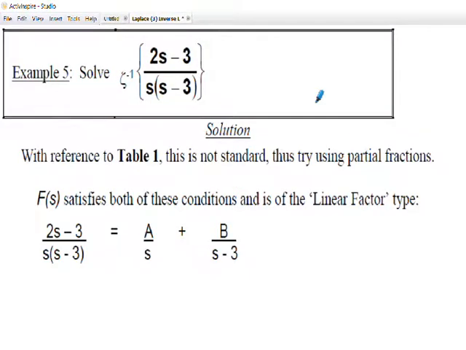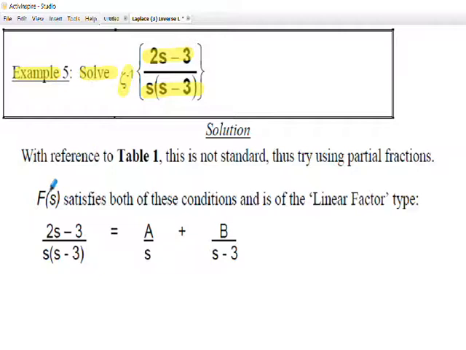So we're going to look at two examples to try and show you how partial fractions can be used to simplify Laplace transforms. We'll be using the variable s now instead of x, but it's just a change in notation. So example 5, we're asked to find the inverse Laplace transform of (2s minus 3) over s(s minus 3). Now that's not standard form, you won't see that in a table. So we're going to try using the partial fractions approach.